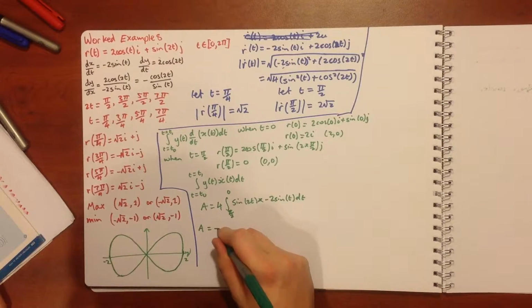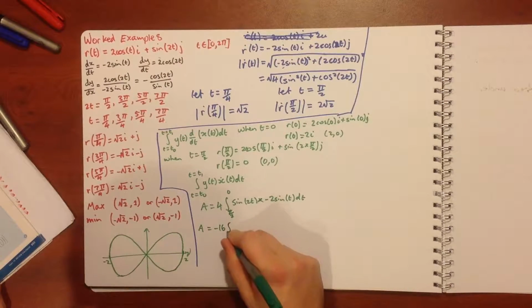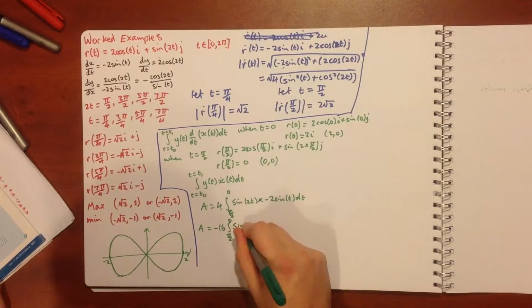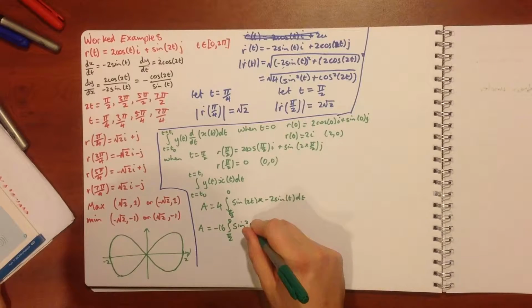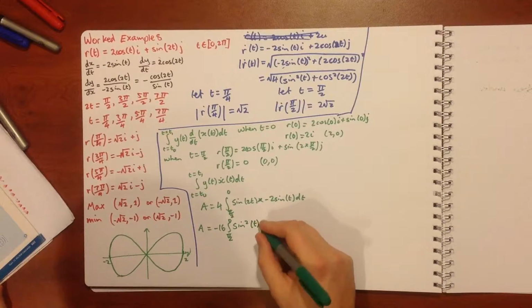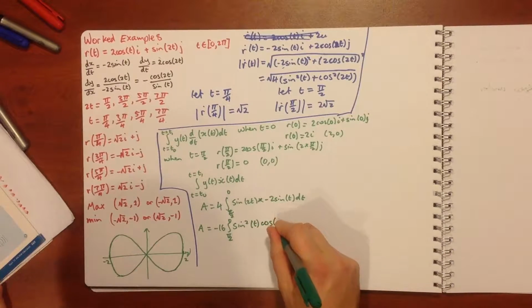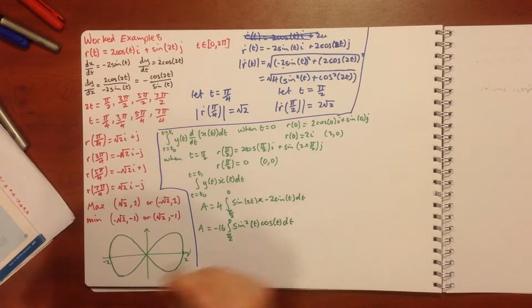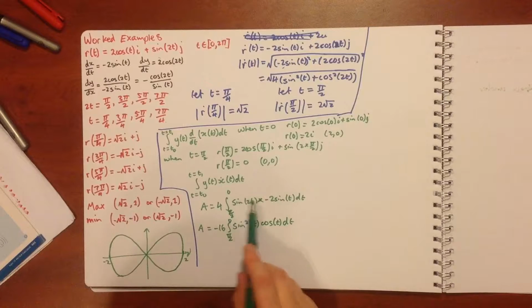So what we get then is we can really say that this is equal to a equals our negative 16 times our integral from pi on 2 to 0 of sine squared of t cos of t dt, and that's using our double angle formula on our sine of 2t, and then bringing out that value there, our negative 4.